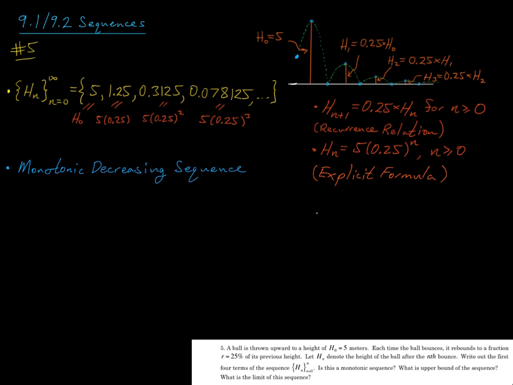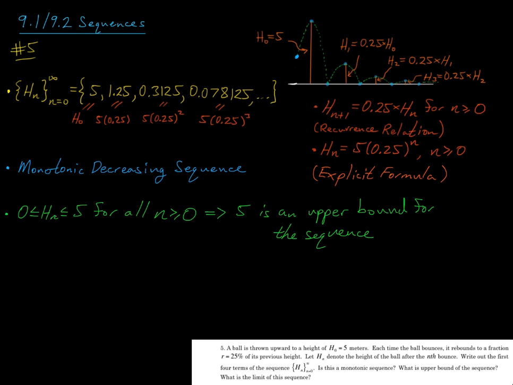Then it asks, what's an upper bound of the sequence? Well, that would just be our initial height, 5, because we're bouncing from 5, and then we're just seeing all of these successive heights where we're repeatedly multiplying by 25%. So I note here, all of our heights are between 0 and 5 inclusive. So in particular there, that initial height serves as an upper bound for the sequence.